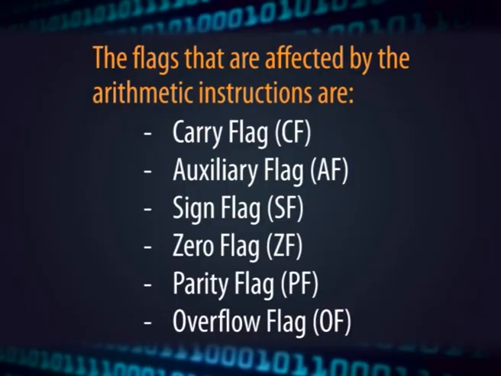The result of an arithmetic operation is generally stored in the accumulator register. However, it also affects the status flags. That means the execution of an arithmetic operation affects the status flags. The flags that are affected by the arithmetic instructions are the carry flag, CF in short, the auxiliary flag, AF in short, the sign flag, SF in short, the zero flag, ZF in short, the parity flag, PF in short, and the overflow flag, OF in short.